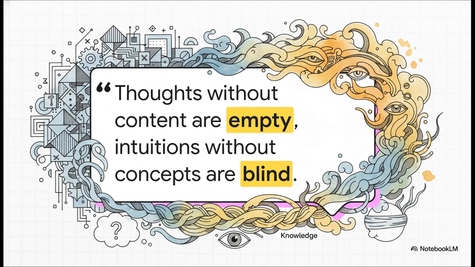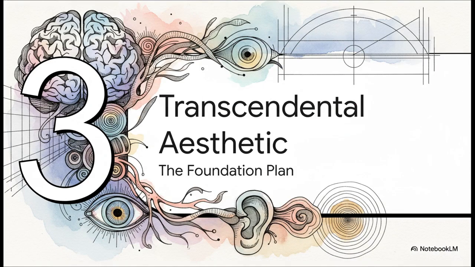Real knowledge only happens when these two work together, perfectly in sync. All right, let's move on and see how this foundation actually gets laid. We're now digging into the first part of the blueprint, which Kant calls the Transcendental Aesthetic. Now, don't let the word aesthetic throw you off. This has absolutely nothing to do with art or beauty.